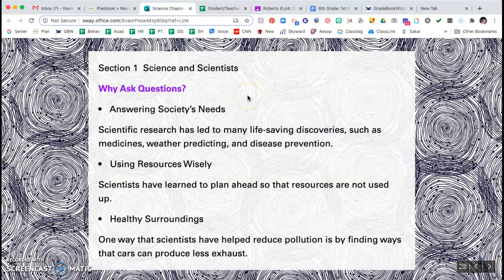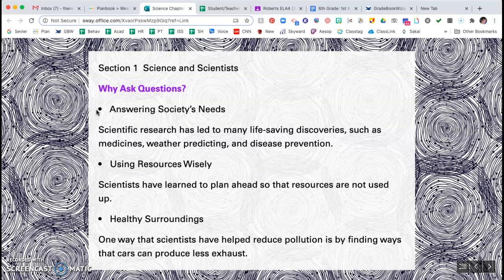Well, why do you ask questions? That kind of started out our lesson. There are several different answers to why you would ask questions. One, it could answer society's needs. Think about what's going on in the world right now with COVID-19 and this coronavirus and just all the different ways that that has affected our lives since this fiasco began back in March.